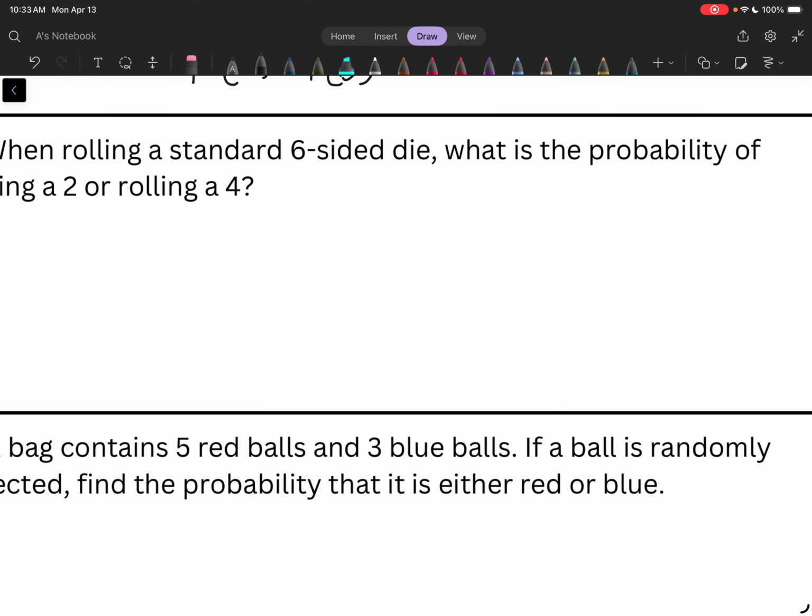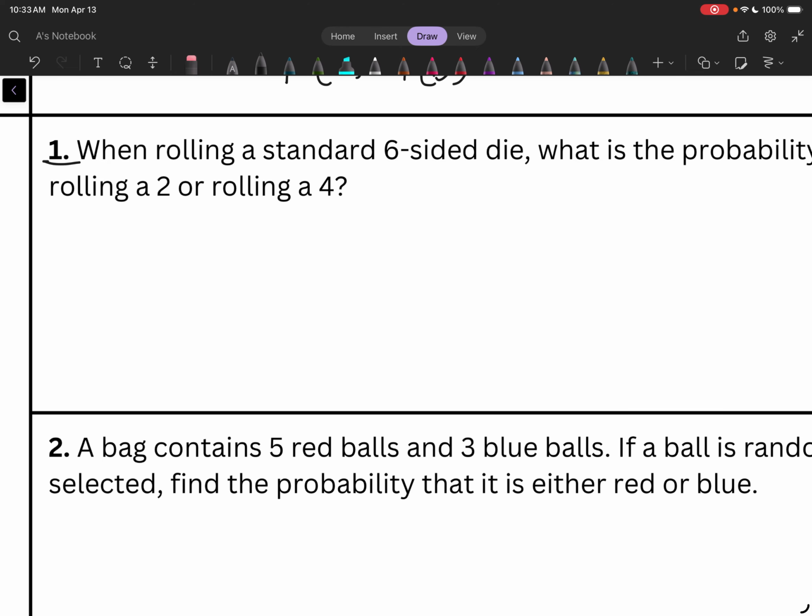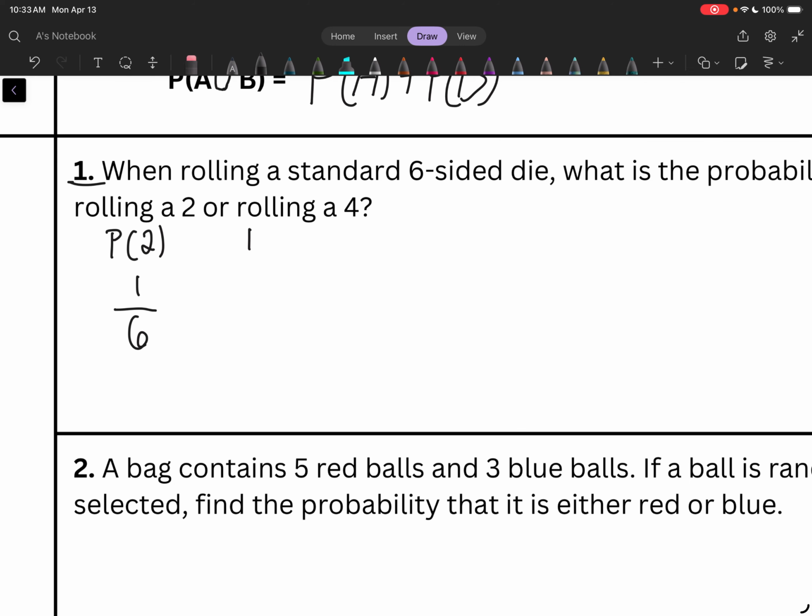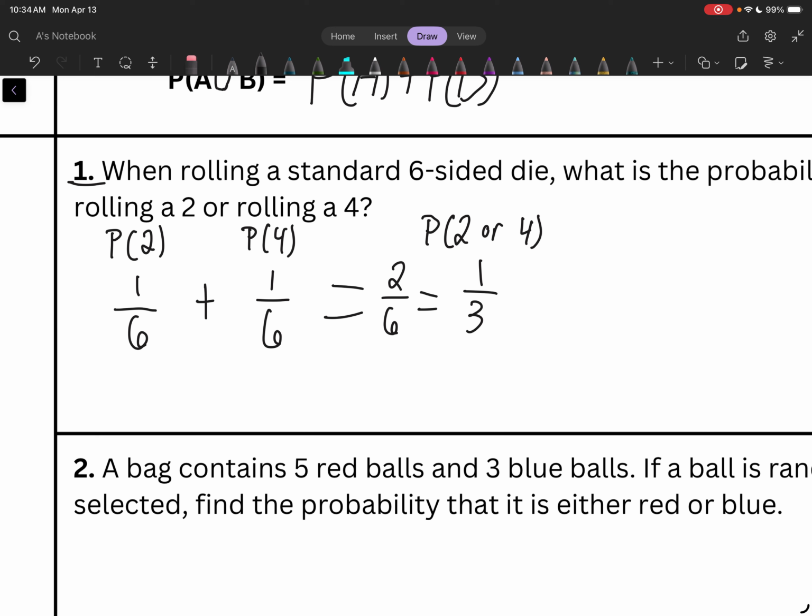When rolling a standard 6-sided die, what is the probability of either rolling a 2 or a 4? Well, what is the probability of rolling a 2? This is 1 out of 6 possible outcomes. The probability of rolling a 4 is also 1 out of 6 possible outcomes. Therefore, the probability of rolling a 2 or a 4 is the sum of each probability, so 1/6 plus 1/6, 2/6, or 1/3 chance. So 33%.